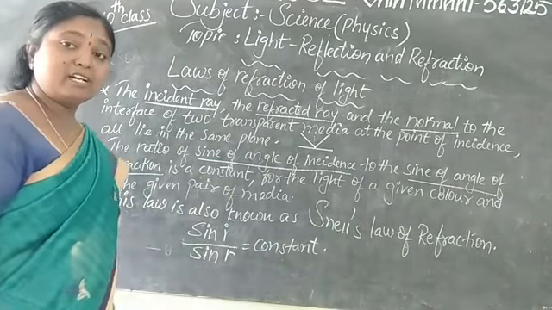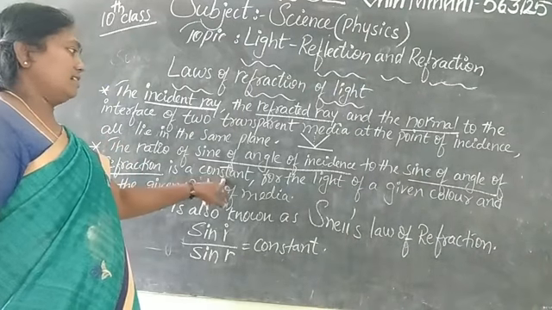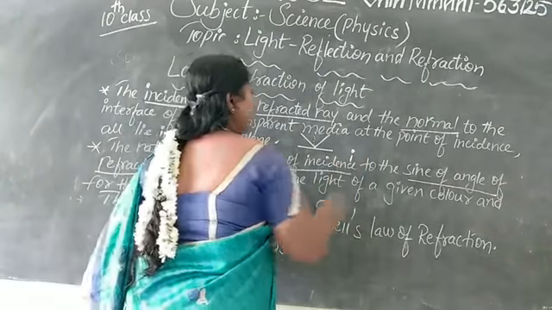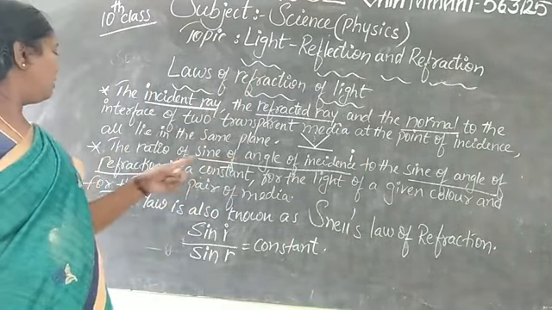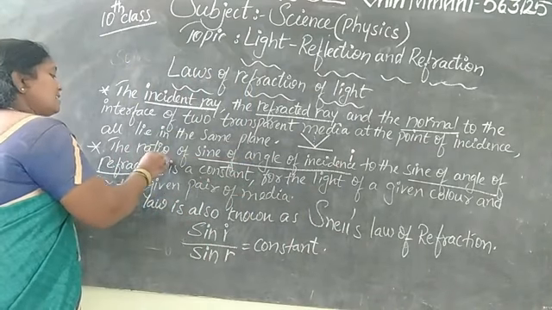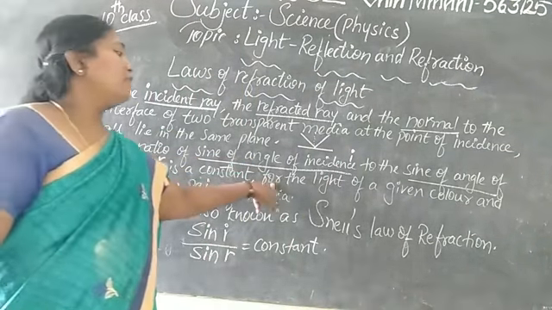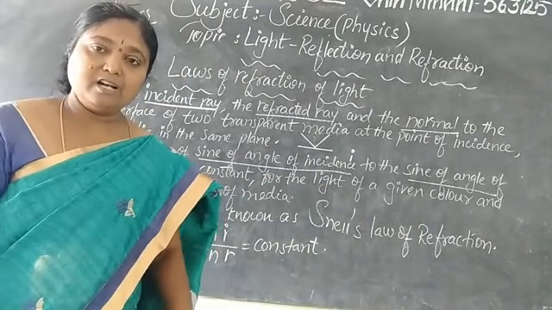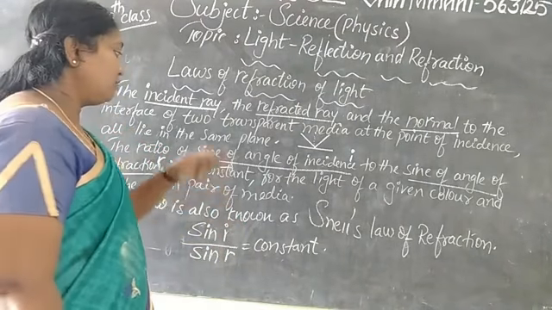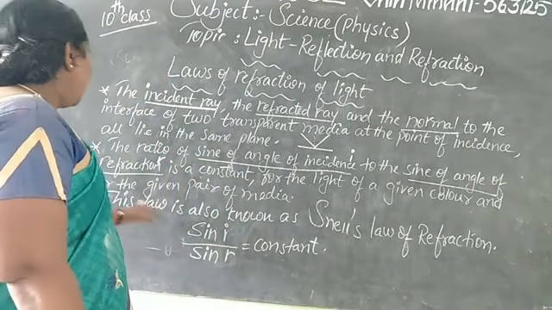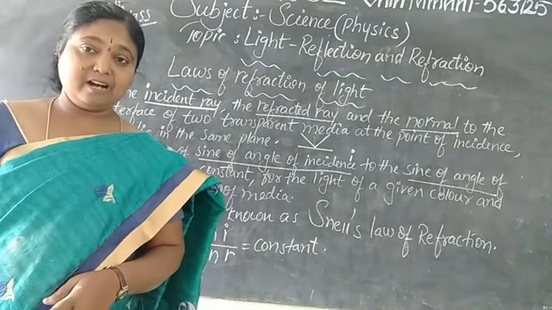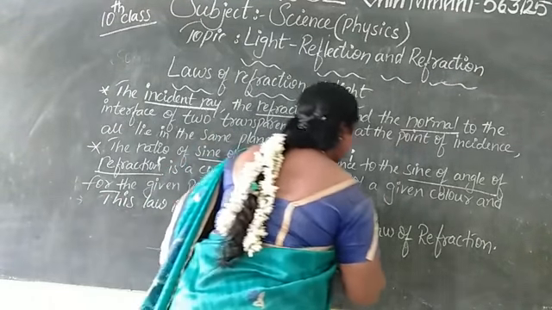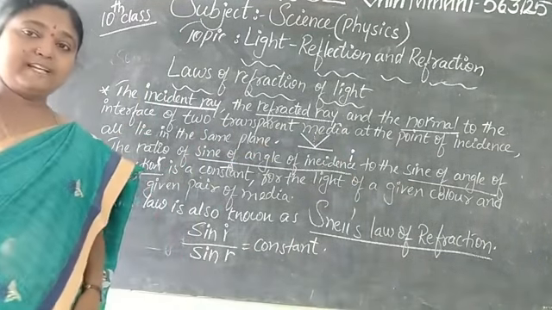to the sine of angle of refraction is constant. So, sine of angle of incidence is going to be denoted by the letter I. Then, sine of angle of refraction is going to be denoted by the letter small r, and the ratio is constant for the light of a given color and for the given pair of the media. So, both will be constant for the light of the given color and for the given pair of the media. This second point is also known as, very important children, Snell's law of refraction.